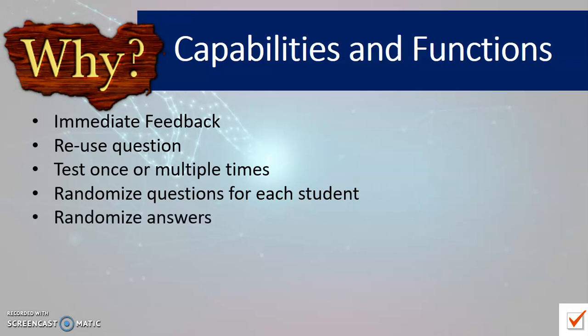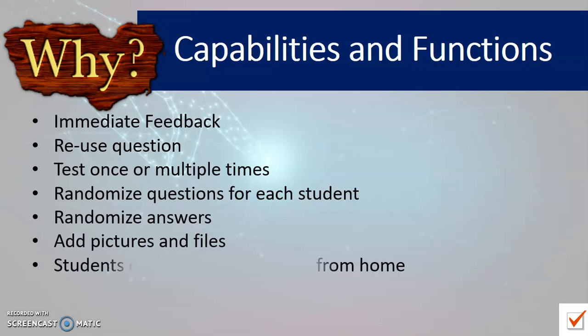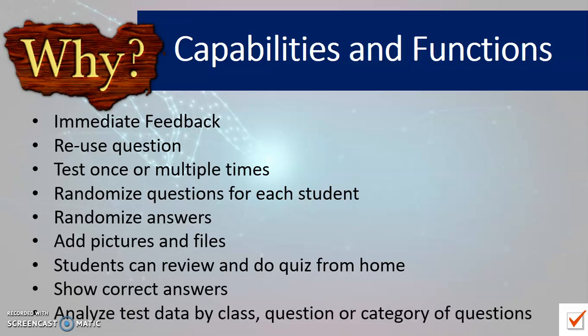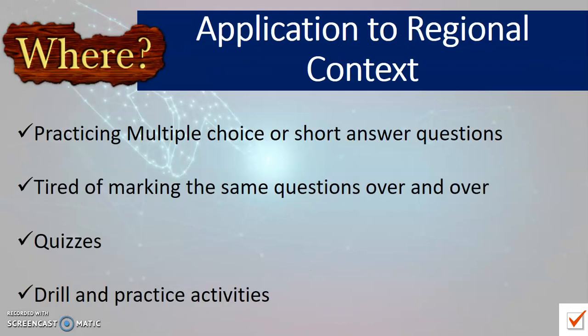Randomize questions for each student, so when students are sitting close to each other, their questions are not necessarily in the same order. You can randomize answers. You can add pictures and files to your test. Students can review and do the quizzes from home. At the end of the quiz, you can allow it to show answers. You can also time the quiz. And one of the most important features is that it allows you to analyze data by class, by question, or by category of questions.